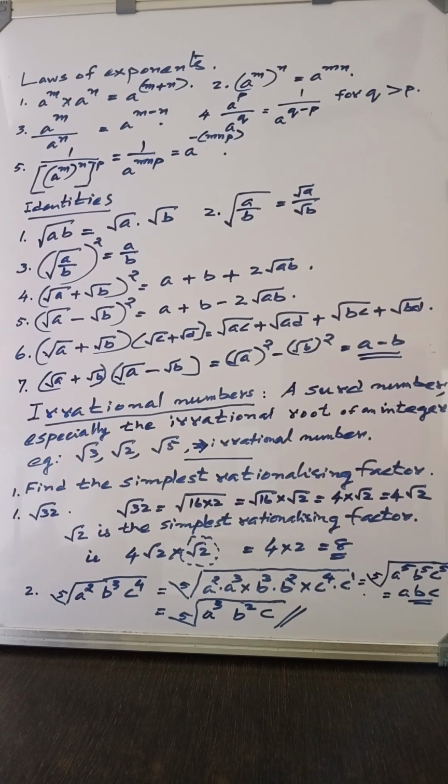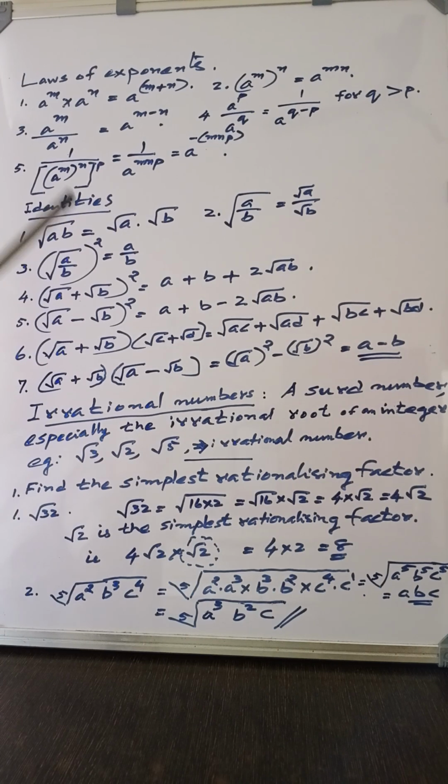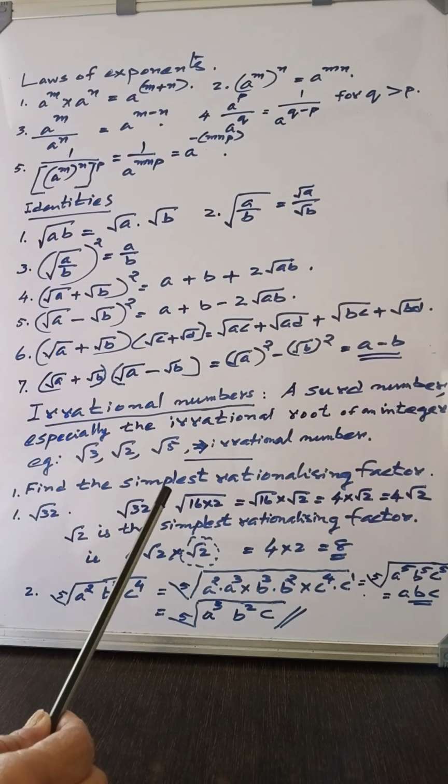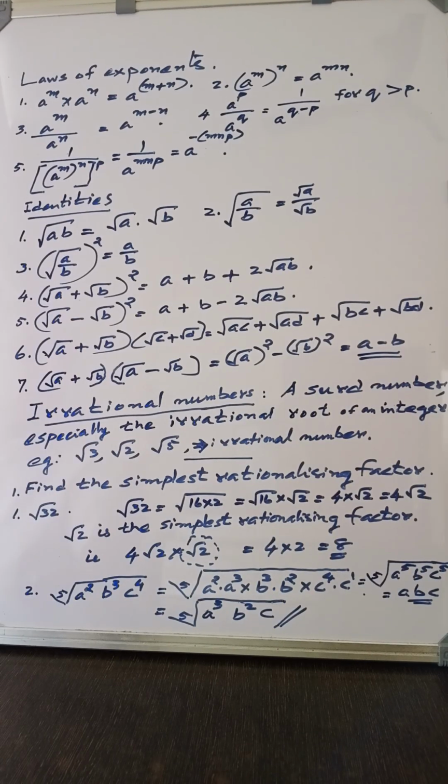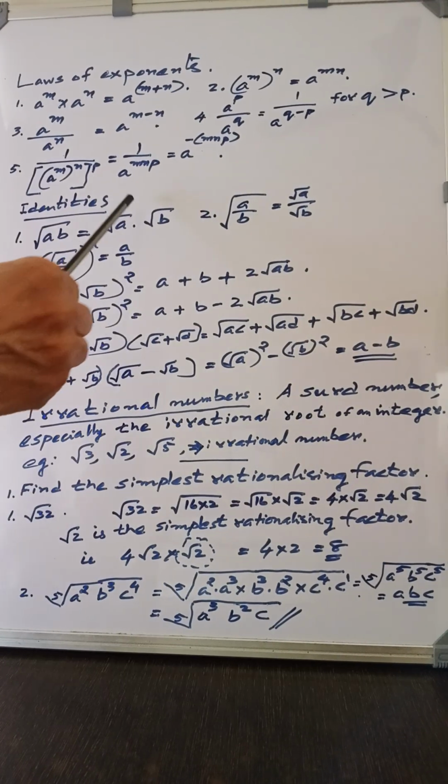In the denominator, if a term is in exponential form and if we want to bring it to the numerator, the exponent will become negative. That's the rule here.